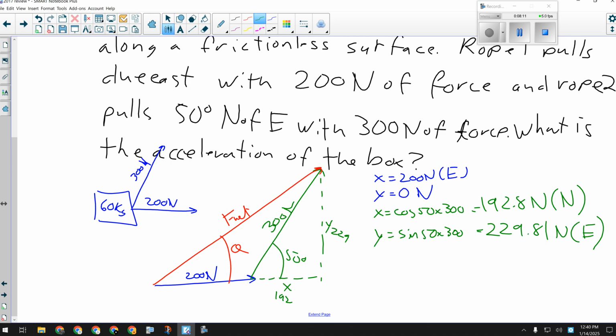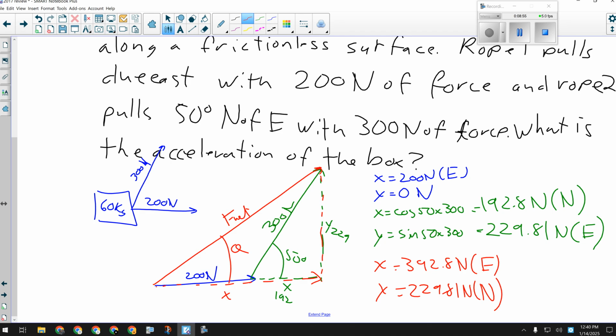Now I can find my resultant's x, how much does that line go over, and my resultant's y, how much does it go up? So resultant x, so red x, is pretty straightforward. It goes 200 and then it goes 192, so 392.8 newtons, and that will be east. And then the y component is even easier because we only go north in green y, so it's just going to be 229.81 newtons north. Now I've got the two sides of that triangle.